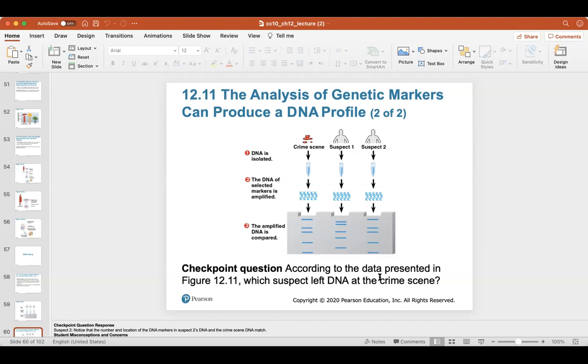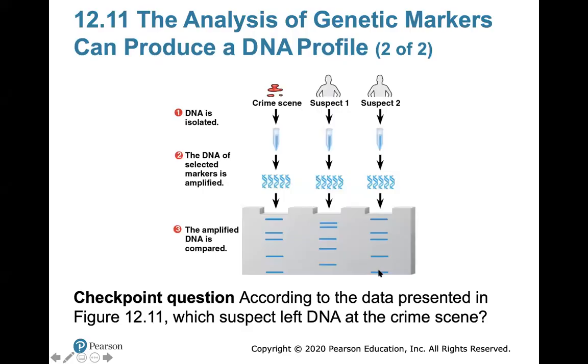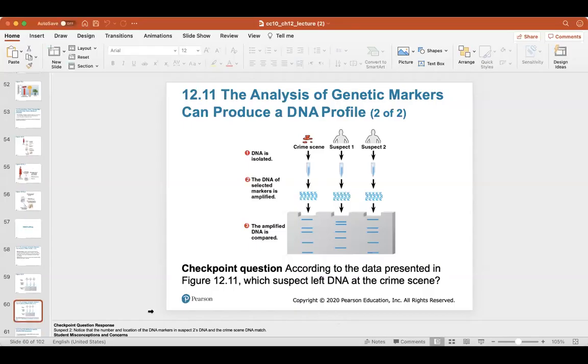So according to the data presented, which suspect left DNA at the crime scene? Suspect 1 or 2? We're able to tell which suspect matches the DNA at the crime scene by seeing which line markers are most evidently lined up horizontally. And you can see here that suspect 2 has more lines that match up with the DNA at the crime scene. So suspect 2 is the one who committed the crime.